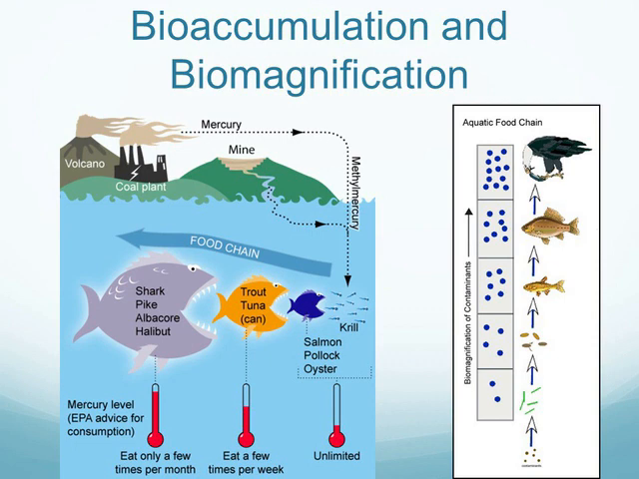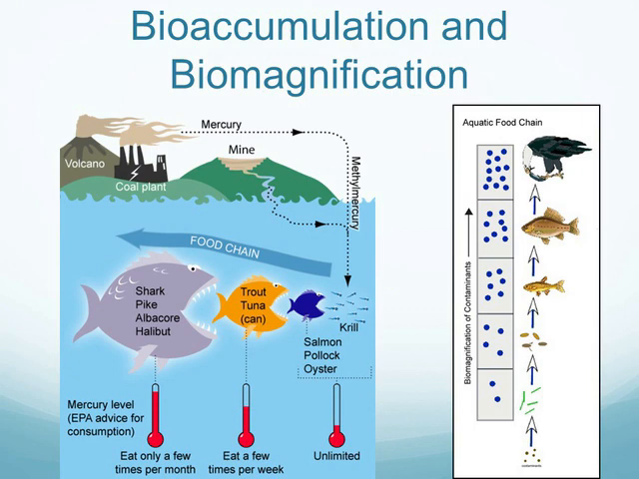Okay, so what is bioaccumulation and biomagnification? Bioaccumulation is the accumulation of a chemical within marine organisms, or just organisms in general. And then biomagnification is that when you go up trophic levels, you have an increase in that toxin. So in the image on the left hand side there, you can see methylmercury is created by burning coal or even from volcanoes.